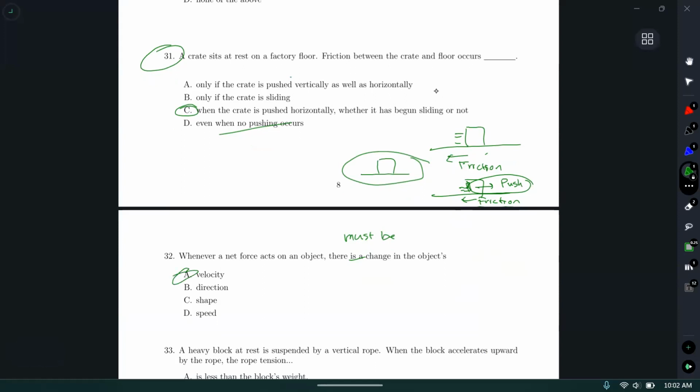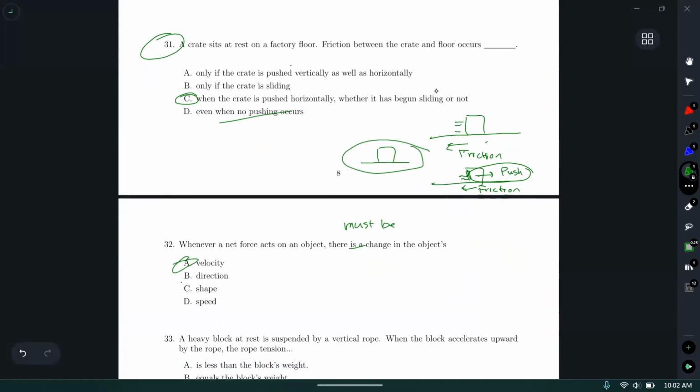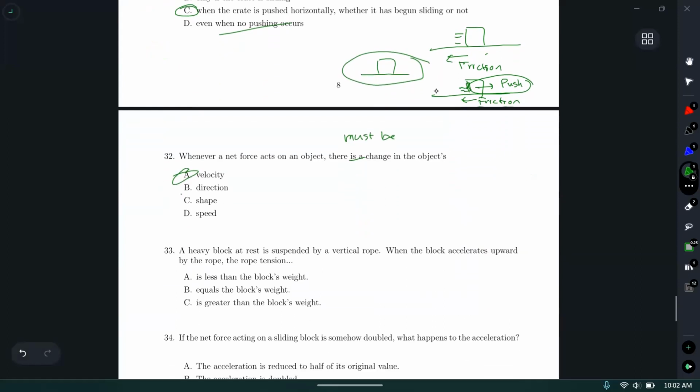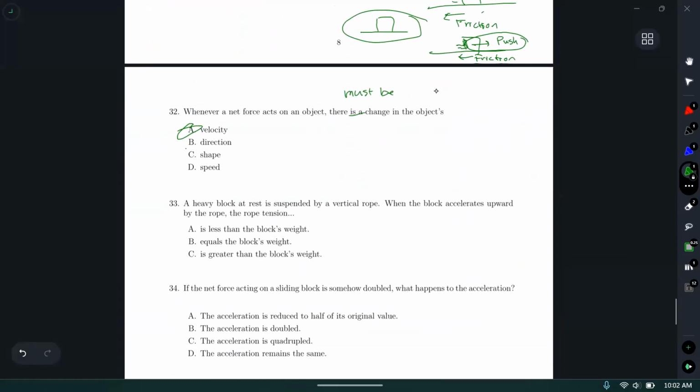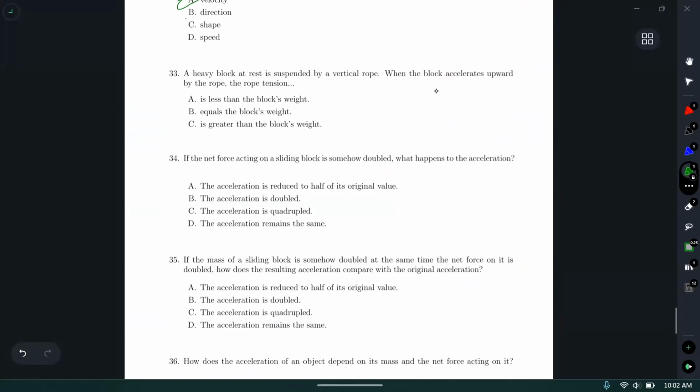Yeah, so it would be velocity because that's the one that's all-encompassing. It could be direction that changed for that velocity to change. It could be speed. It could even be shape. In physics, you call them deformable bodies, stuff that can squeeze and squish and change shape. But the overarching thing that changes is velocity. All right.